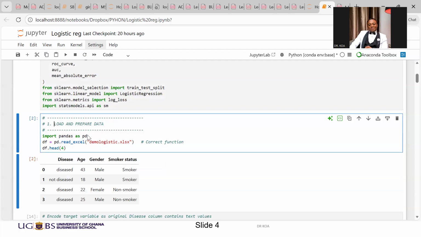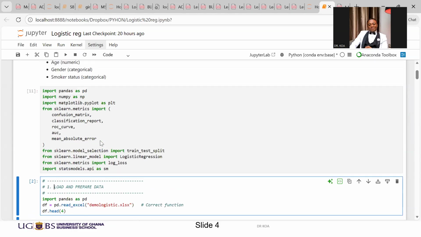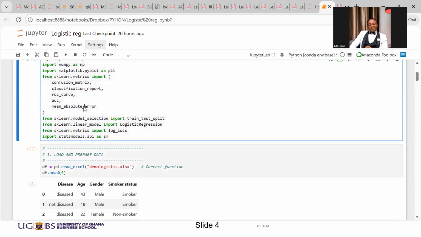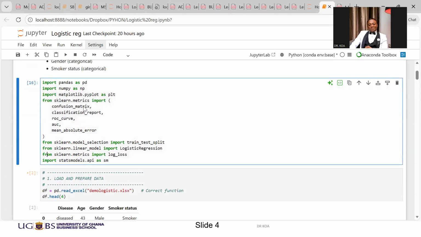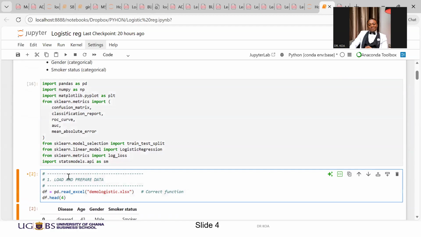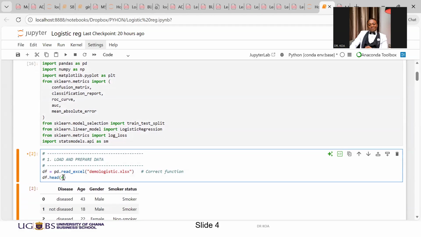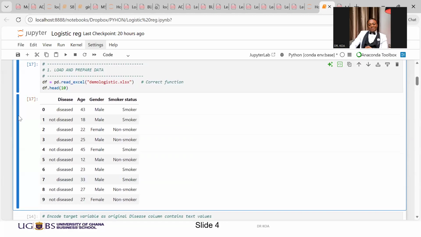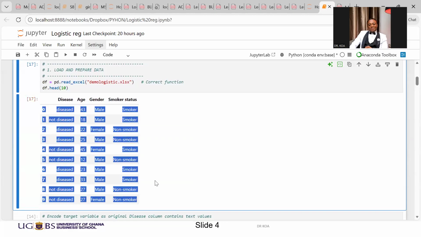Load and prepare the data. How do you do that? You import your pandas. Pandas is already imported up here, so you don't necessarily need to run this code. You can remove this one. Once you've run the first one, run this one, by the way. I just did that. Then you can load your data. This shows the first 4 observations, but let me make it 10. So I load the data and ask it to show 10 observations. There you go, it is showing the 10 observations from 0 to 9.